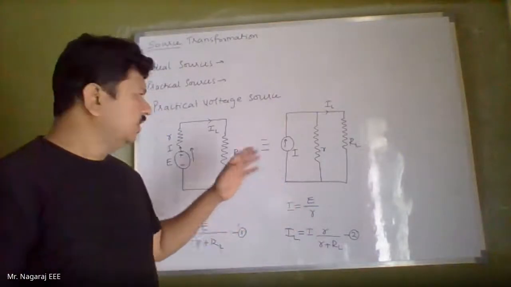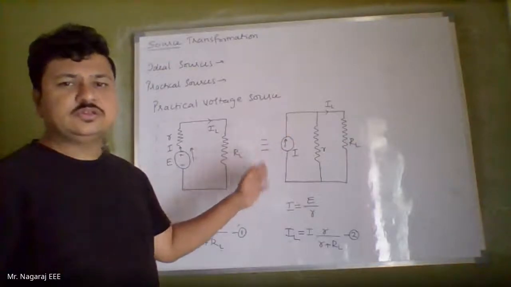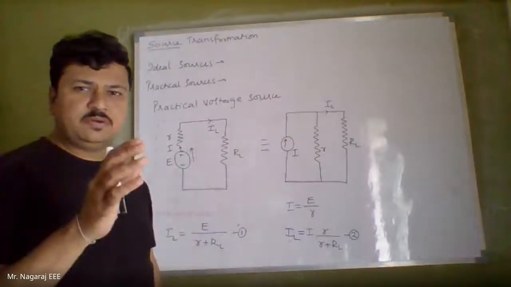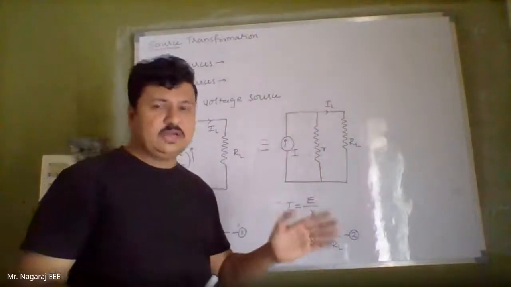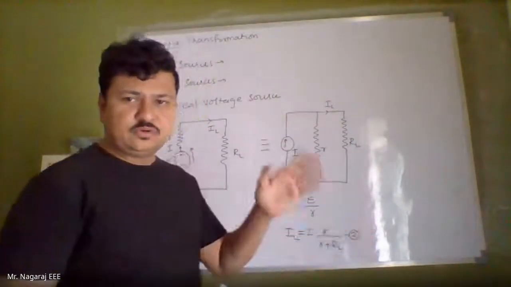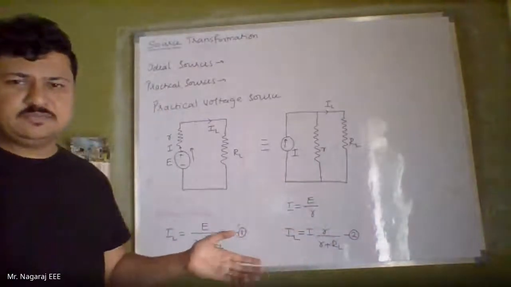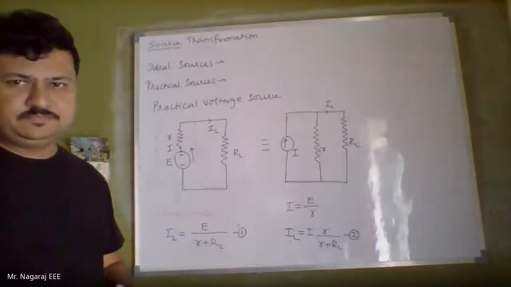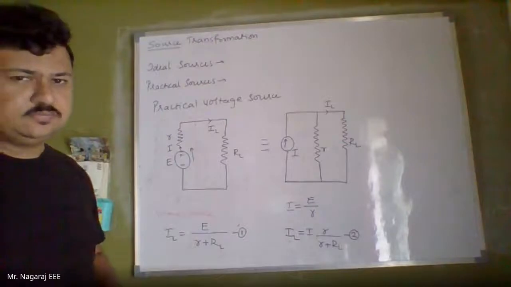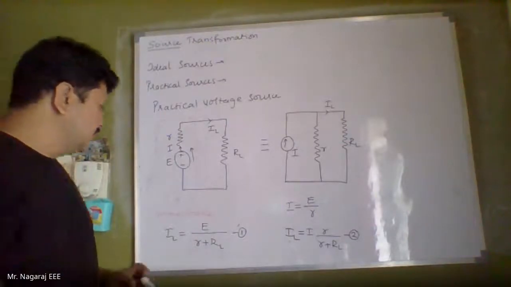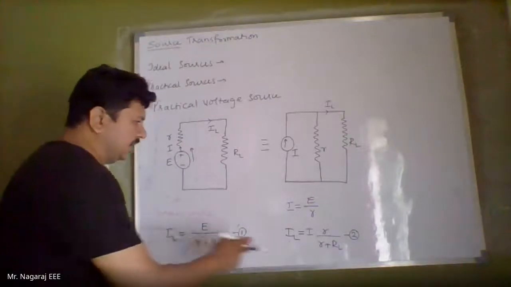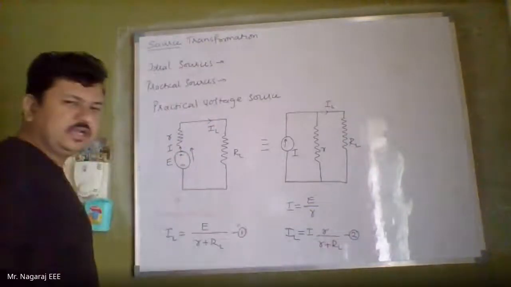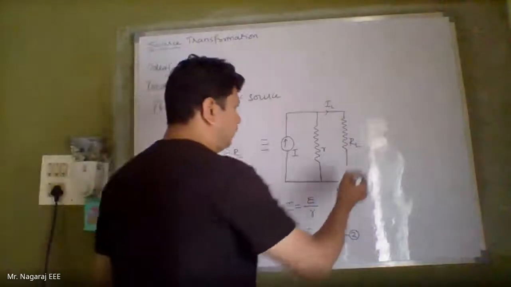So there is no meaning in the analysis of the circuit. Therefore, whenever I do the source transformation, I should keep one thing in mind: the original values of currents and voltages through and across the branches should not alter. That is important. Now, equation 1 is representing IL, and equation 2 is also representing IL. I will equate them from 1 and 2.